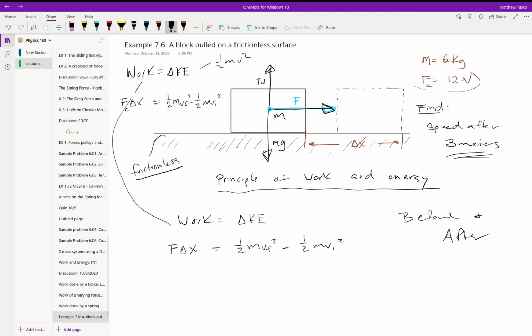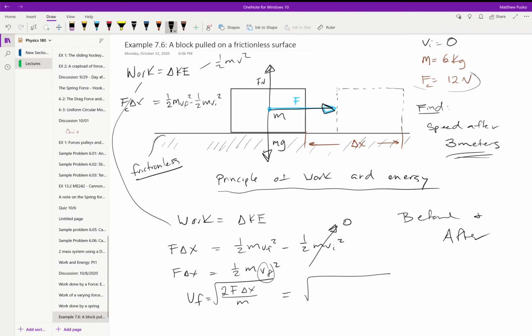So this block is initially at rest. So let's say V initial is equal to 0. That means this whole term goes away. So I just get F delta X is equal to 1/2 mv final². And what's the speed after 3 meters? Well, then we're just going to solve for V final. I get V final is equal to F delta X, move the 2 up top, divide by m, and then we would square root it. Take as many steps as you need to do that.